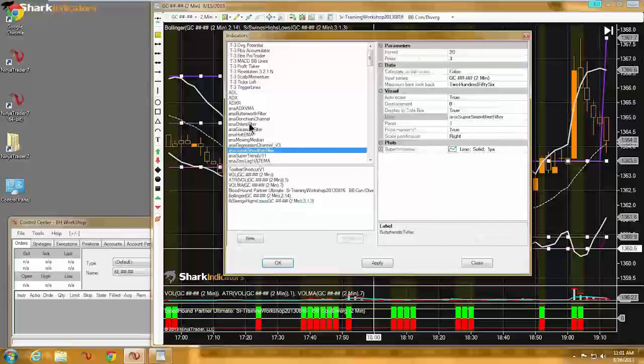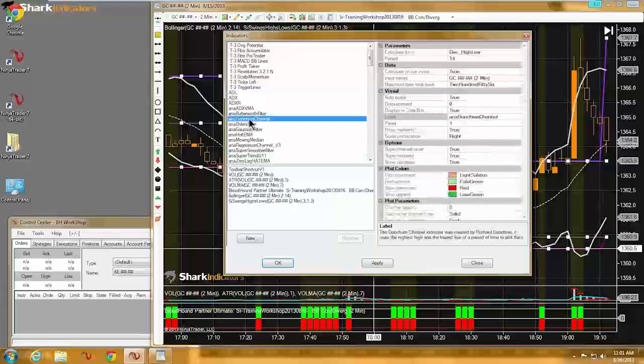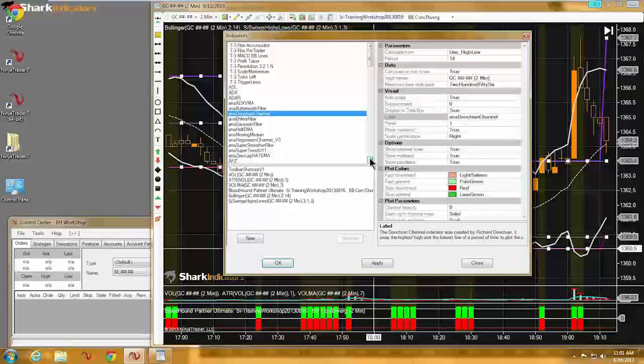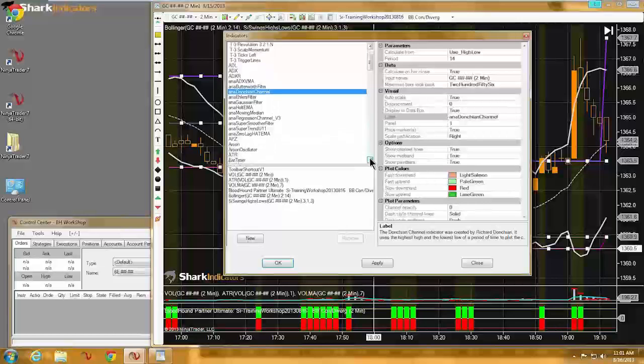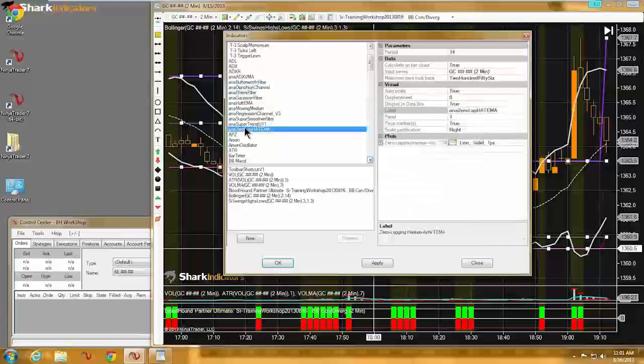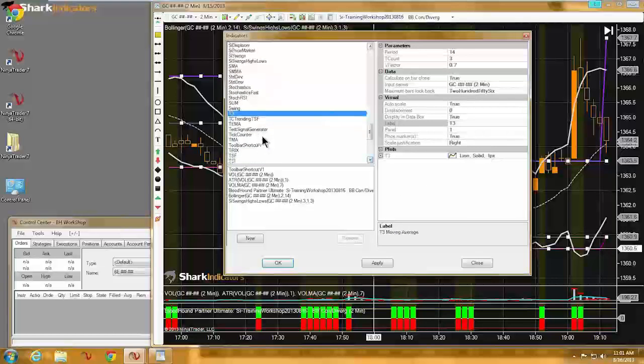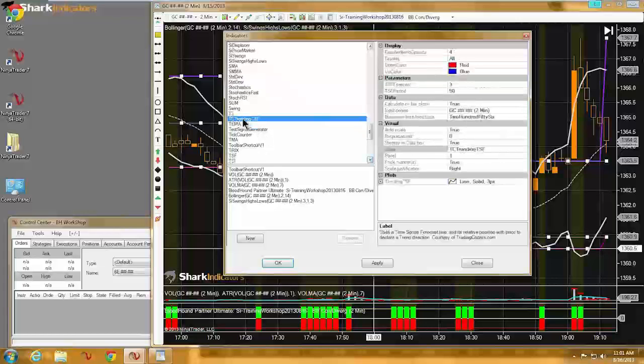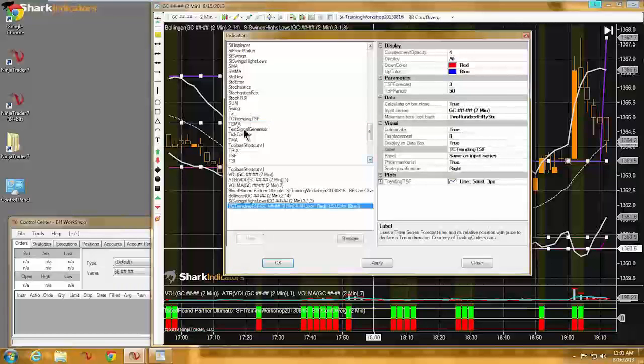I'm just thinking if maybe one of these indicators has a hidden data series. Oh, actually, here. I think I might have an indicator. Here we go, the TC trending TSF. So let me load this up here. All right.